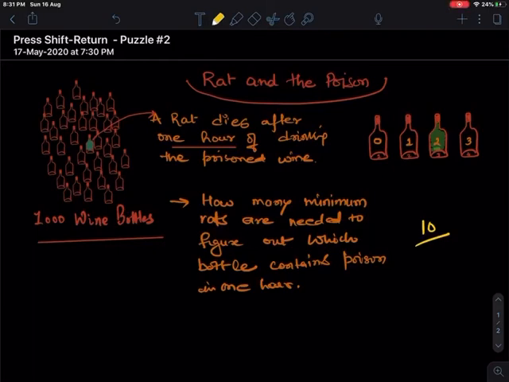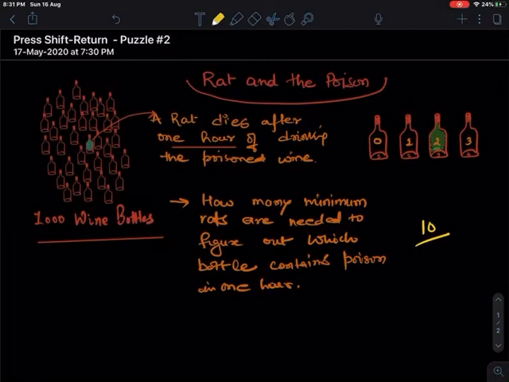Hi guys, welcome to Press Shift Return puzzle number 2, Rat and the Poison. This is a very interesting question and checks your fluency in playing with the number system and being able to identify a problem and convert it into a binary number system from a decimal number system problem. So let's come to the question.